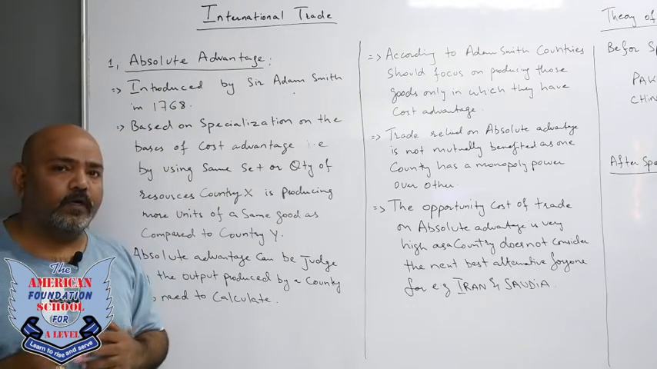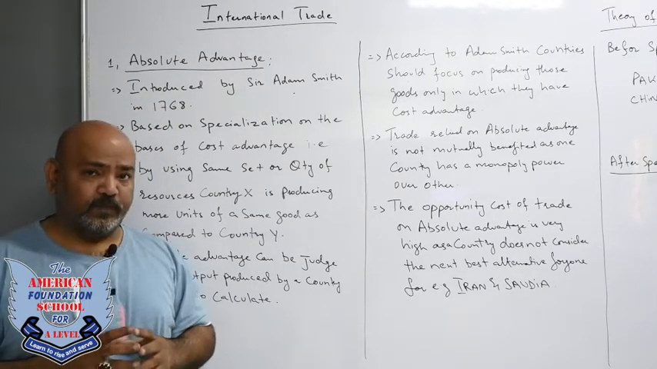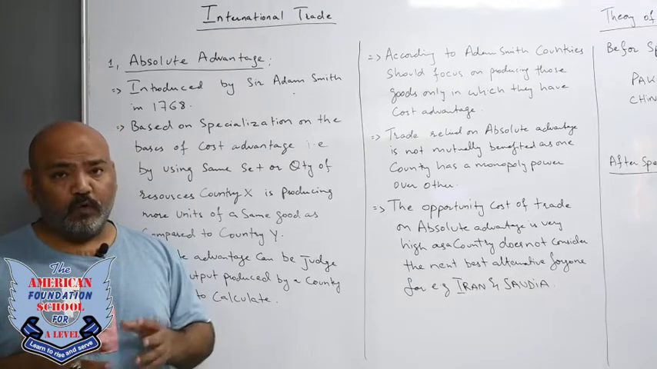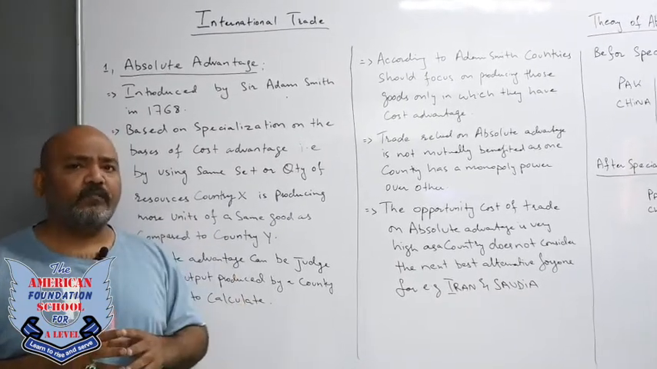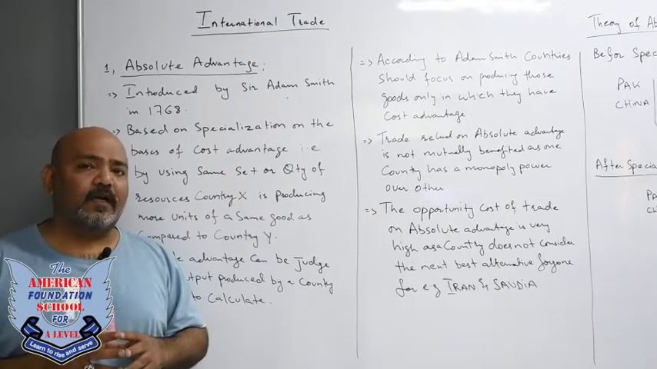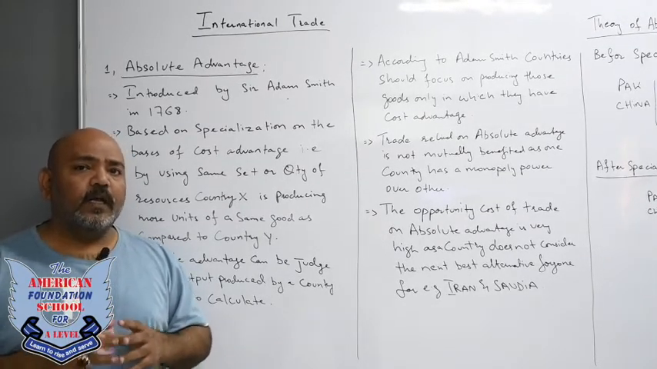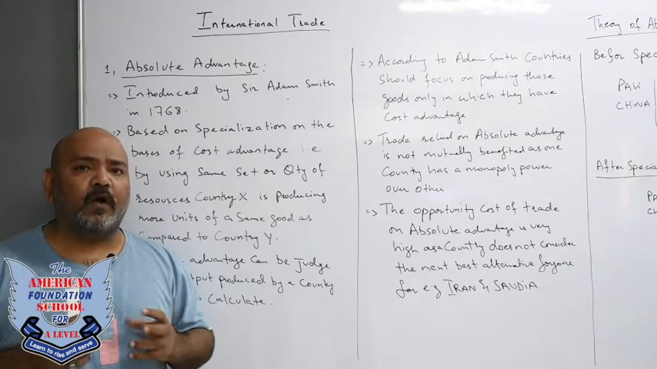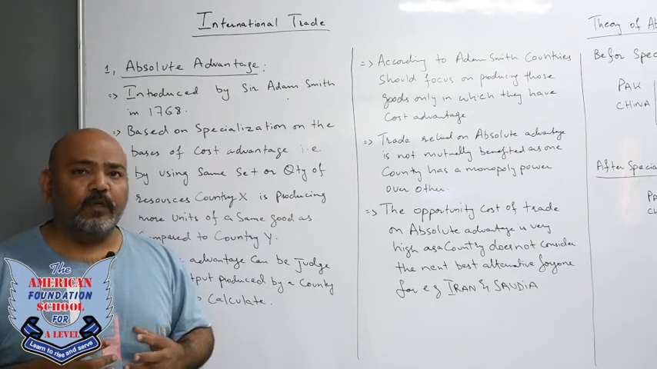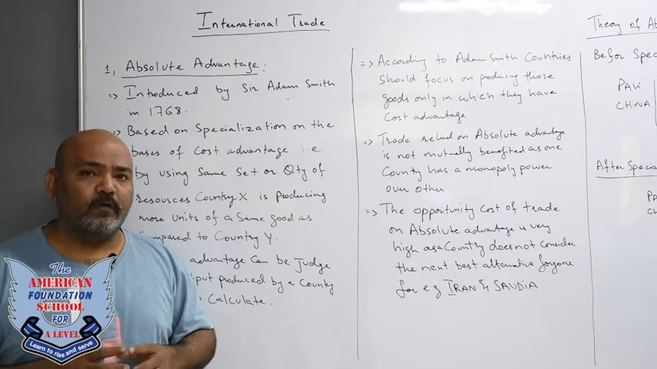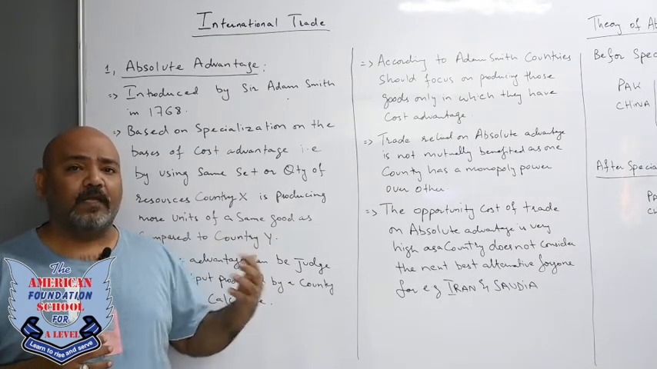Let's start the theory of international trade, which is based on absolute advantage. What is absolute advantage? The theory of absolute advantage was introduced by Sir Adam Smith, who was known as the father of economics, in 1760s. Adam Smith suggested that a country should specialize in those goods and services in which it has cost advantage, in which they are efficient to produce, because due to the efficiency or cost advantage they produce output which would be greater than other countries.